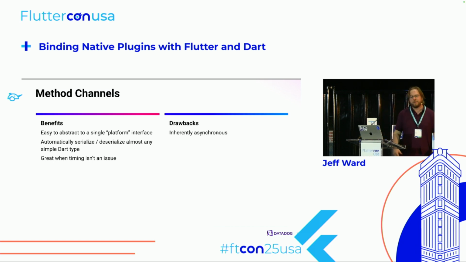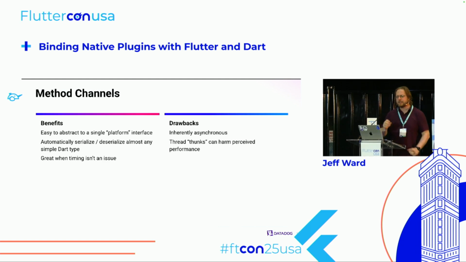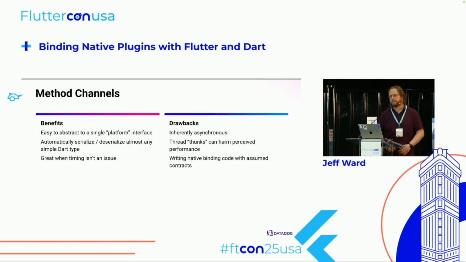What are the drawbacks? Well, method channels are inherently asynchronous. Again, even with the changes in Flutter 3.32, you're still waiting for that asynchronous loop to happen. And these thread thunks, this async await, can harm perceived performance. Again, your CPU is not spending a lot more time, but it feels like it is because you're waiting for that async await call. Writing native binding code with assumed contracts.